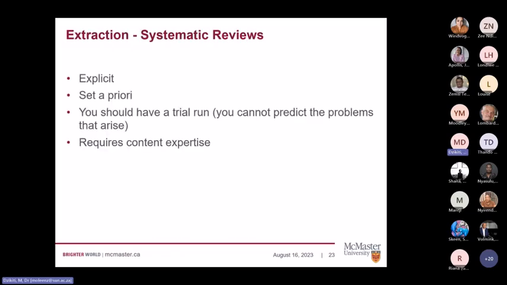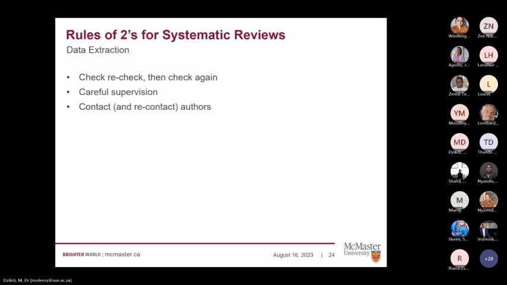So just as in other systematic reviews of clinical trials, I think it's important that you be explicit and set out your goals and your data extraction a priori. One should have a trial run. You cannot predict the problems that will arise in these diagnostic systematic reviews. And so piloting of the extraction form and the data that you are going to receive should be done. And the other thing is you should have some content expertise in terms of the medical condition and the test that you are looking at. And as always, check, recheck, and then check again.